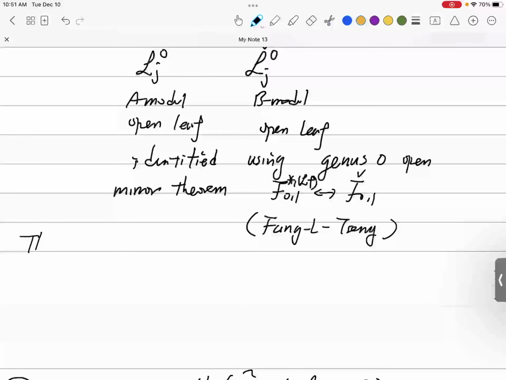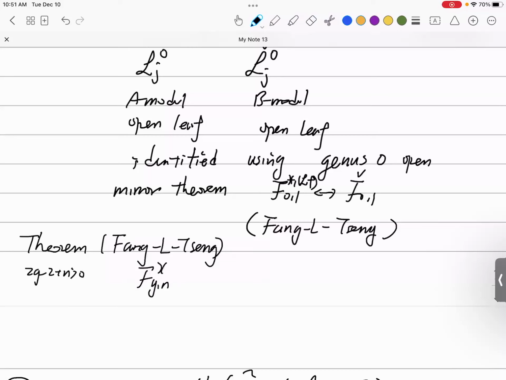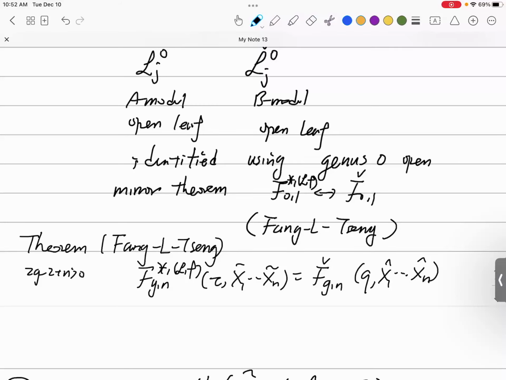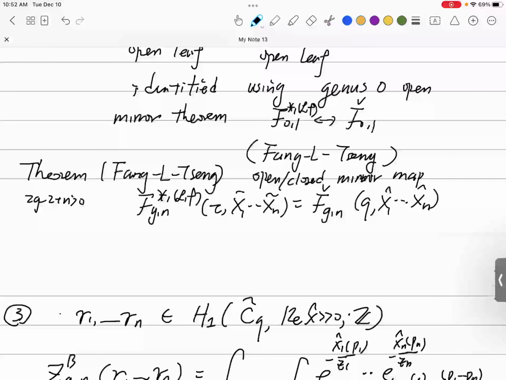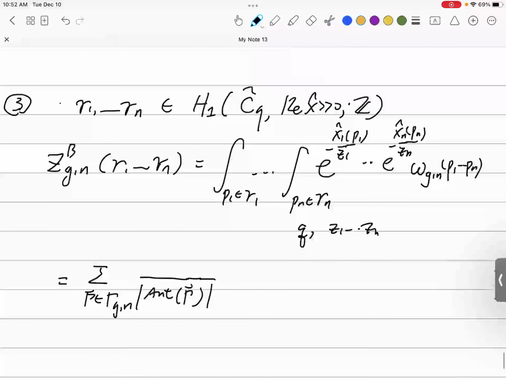Oh, maybe I should say that for the theorem, there are statements for the unstable version too, under the open-closed mirror map. Okay, so finally we get this and we have a graph sum formula.